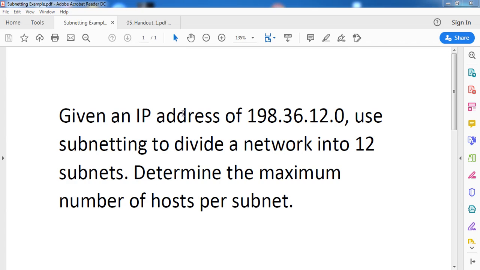So for this example, I have a sample problem: given an IP address of 198.36.12.0, use subnetting to divide a network into 12 subnets. Determine the maximum number of hosts per subnet.